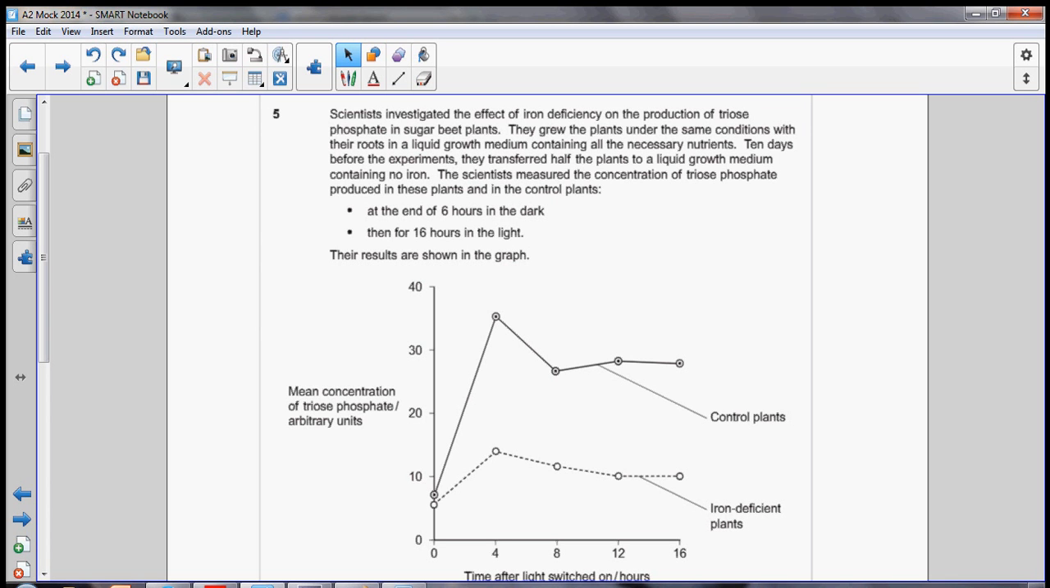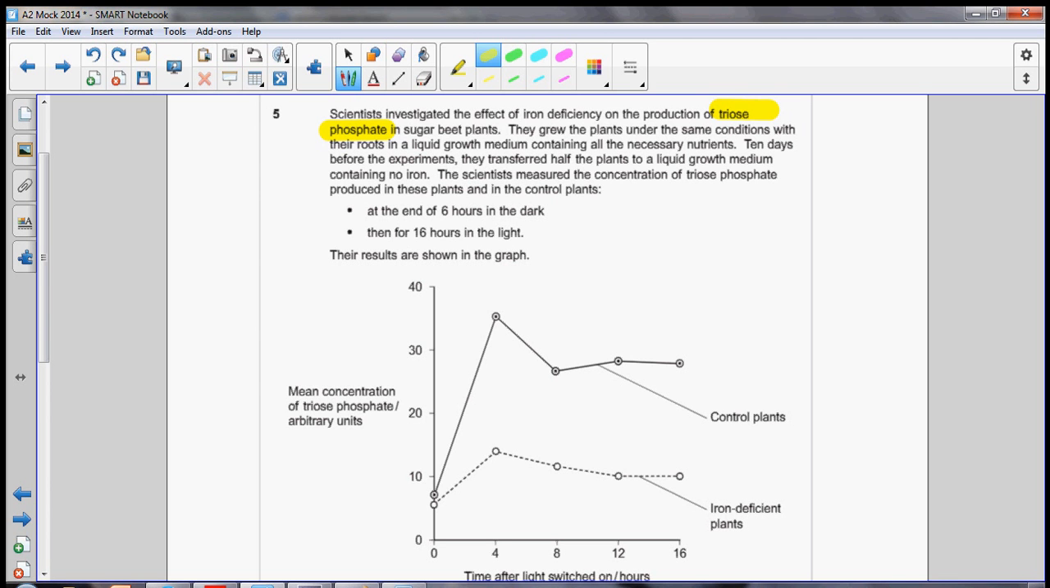Now, a deficiency is a situation where you've not got enough of something. If you have a vitamin deficiency, you don't have enough vitamins in your body. In this case, we're looking at the effect of not having enough iron in the production of triose in sugar beet plants. Now, since this question refers to triose, you should immediately recognise that the question is about photosynthesis, because triose is produced in the light independent stage of photosynthesis.